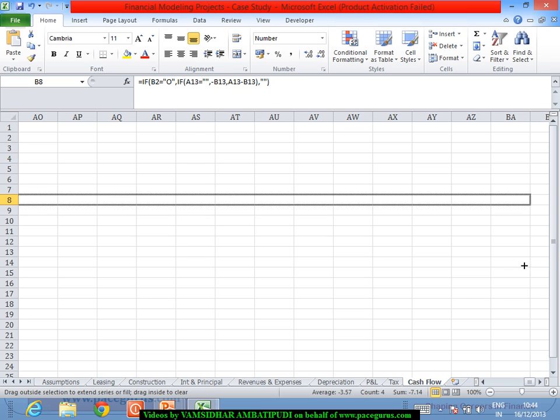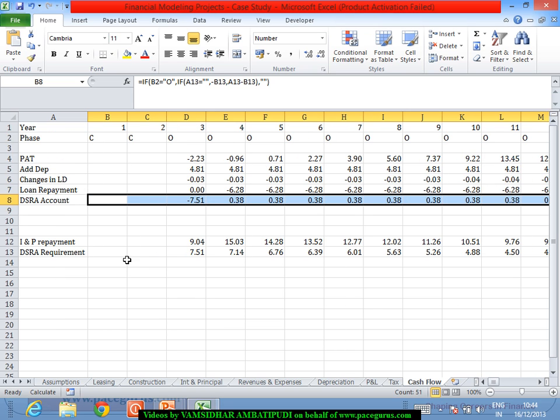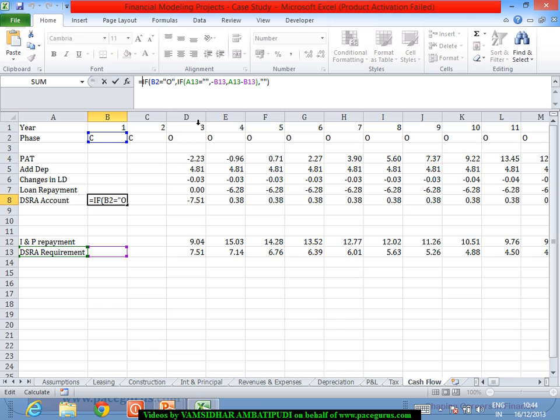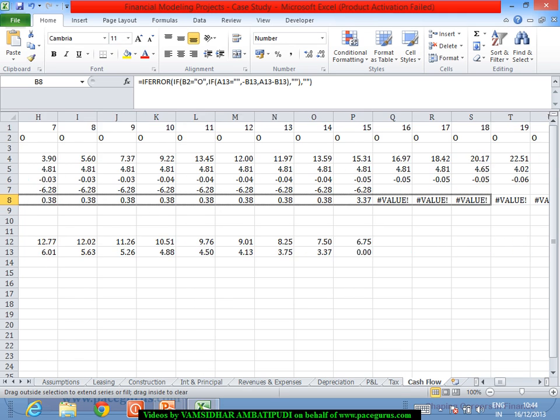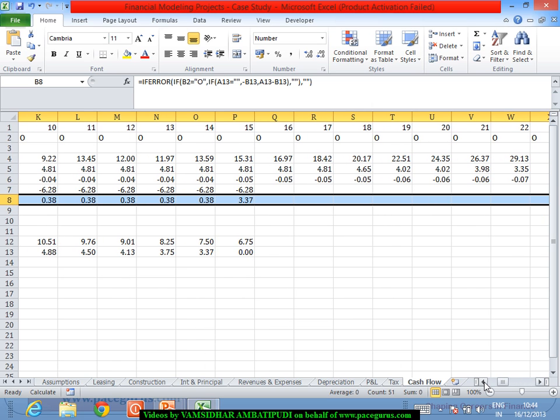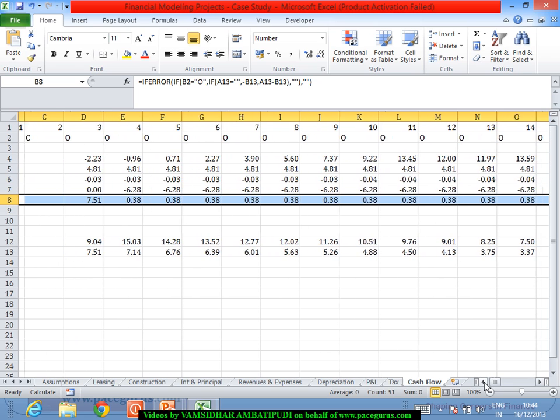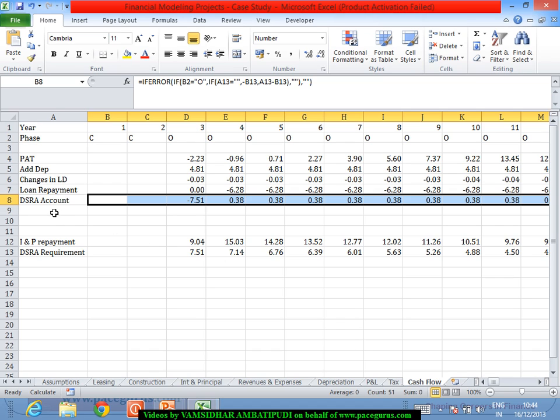And when I am taking it till AZ, it is showing hash values here, and these hash values can very well be addressed through IFERROR, because I can't address real problems with IFERROR, whereas if there are cosmetic problems, you can very well address them with an IFERROR kind of a formula. So the DSRA account for all these periods, I am showing it as IFERROR. So all the other numbers will go as blank, whereas up to this particular year I am getting out what is the cash inflow or outflow out of my DSRA account.